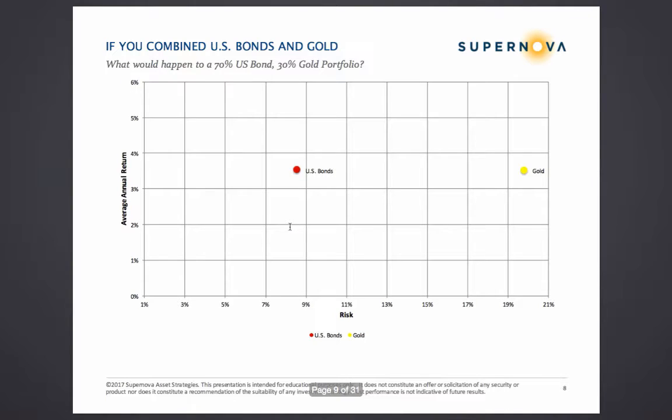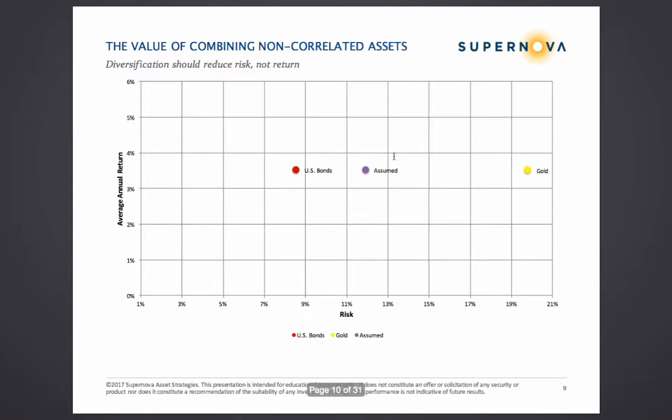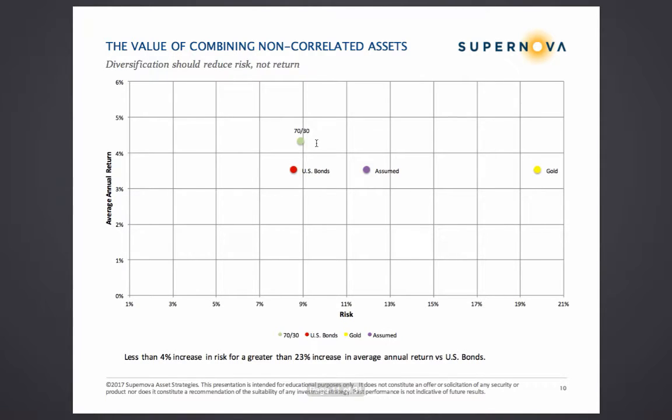But let's step back for a minute, and let's look at U.S. bonds and gold since 1970. The question is, what would happen if you put 70% of your money in U.S. bonds and 30% in gold? Now, most people think if you put 70% of your money here and 30% here, you'll be right here. But what actually happened is U.S. bonds and gold had low to negative correlation over this period. When one was going up, the other was often going down. So if you put 70% of your money here and 30% here, you would actually have ended up right here. You would have had less than 4% more risk for greater than 23% more returns. Even conservative investors can get behind something like that.